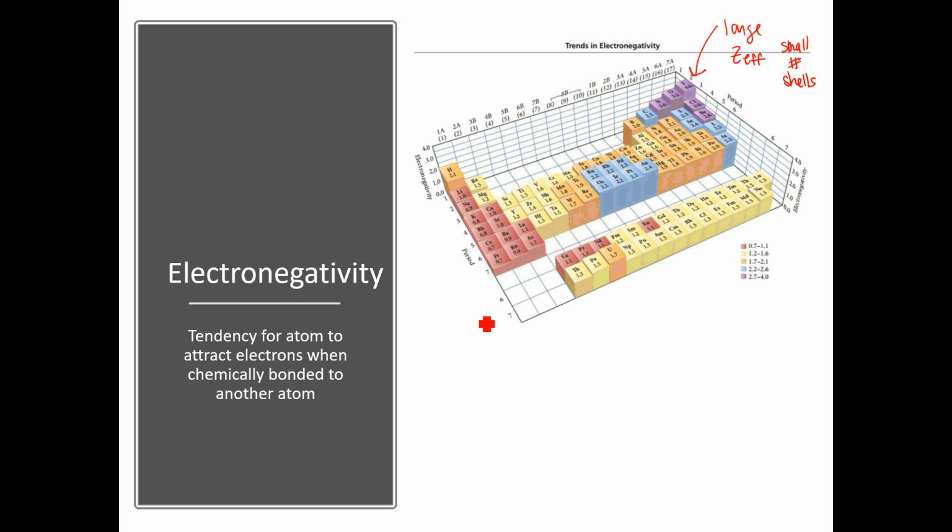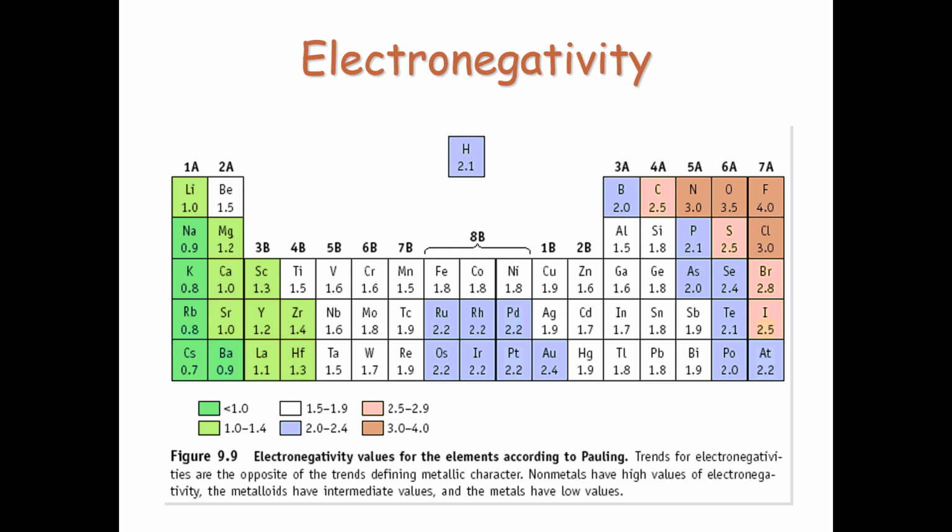Down here, like with francium, it's got a small effective nuclear charge, that's +1, and its electrons are in shell 7. So those electrons are relatively further away, weakly attracted, so it's going to have a lower first ionization energy and a lower electronegativity. So those two things will follow the same pattern. Here's a visual of this.